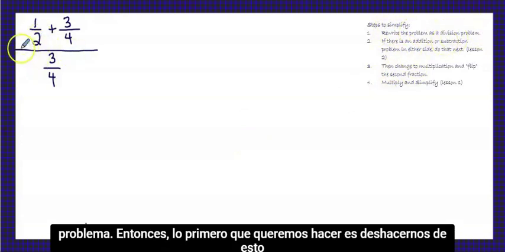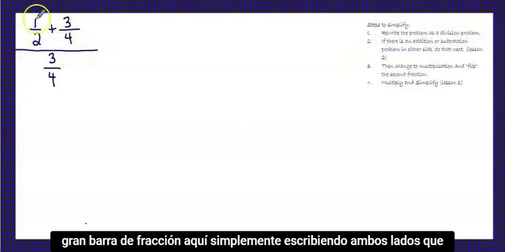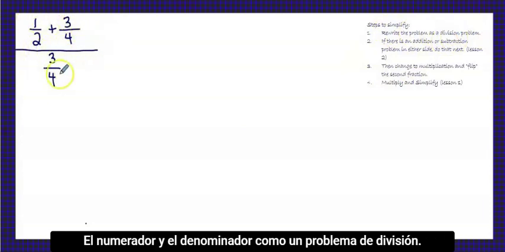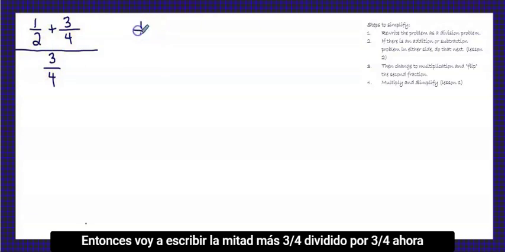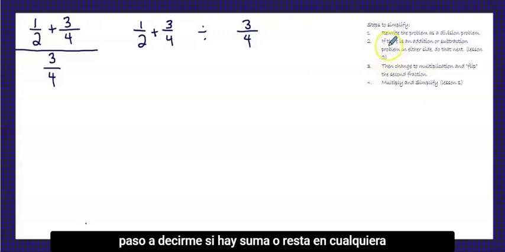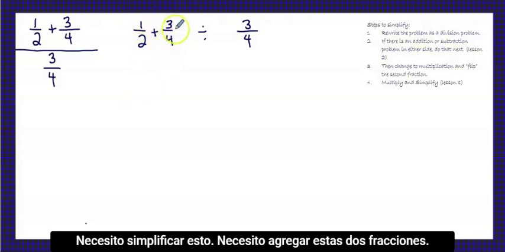So first thing we want to do is get rid of this big fraction bar right here by just writing both sides, the numerator and the denominator, as a division problem. So I'm going to write 1/2 plus 3/4 divided by 3/4. Now, step 2 tells me if there is addition or subtraction on either side, do that next. This one has addition, so I need to simplify this.